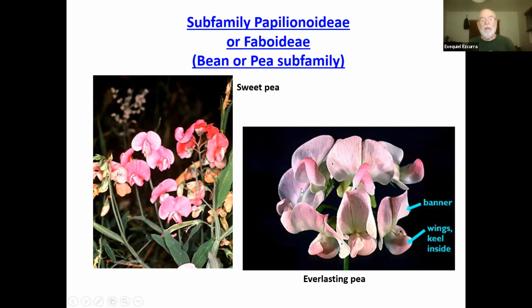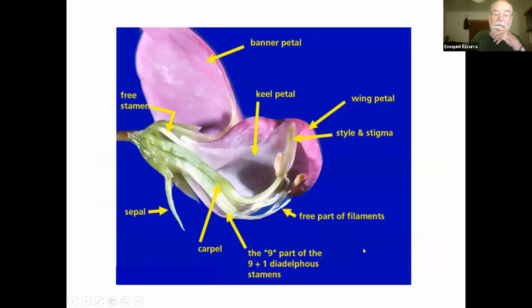We have here some photographs of a family. You can see very well, for example in these flowers, first of all, the banner petal, which is large, and it plays a role for display. The two wings on the side basically direct the insects, and the keel inside the two wings supports and encases the sexual parts.